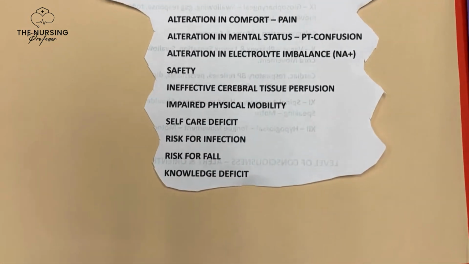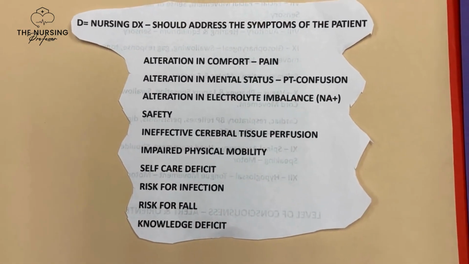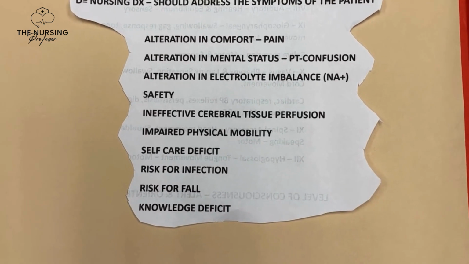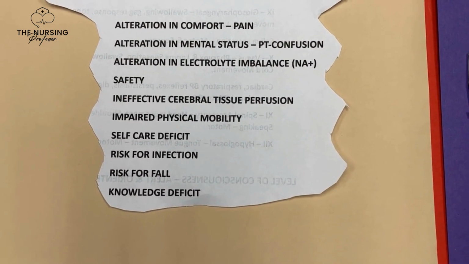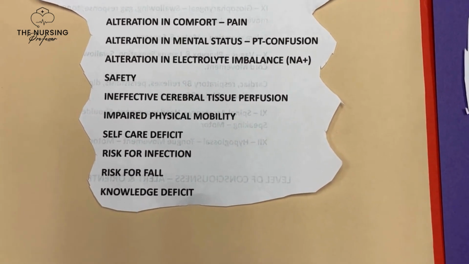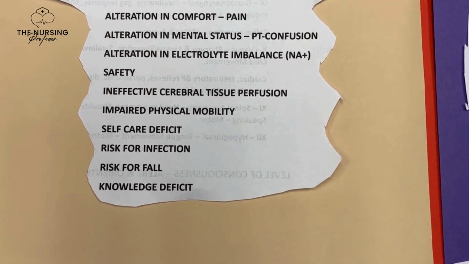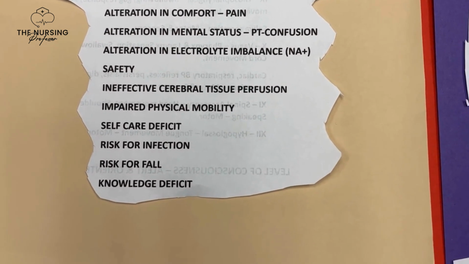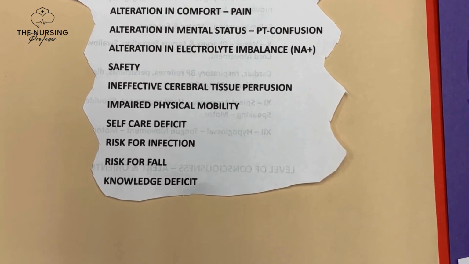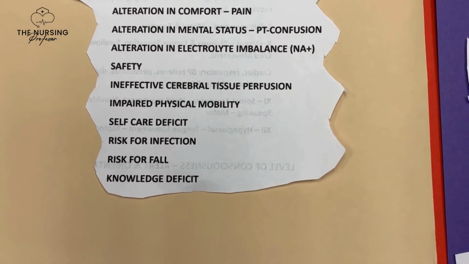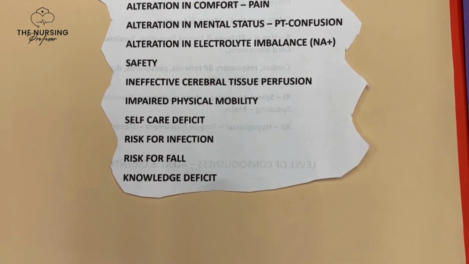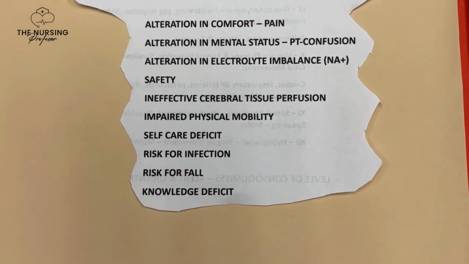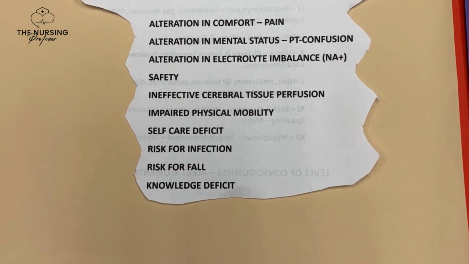All right, so next on our list is coming up with a nursing diagnosis, and this is based upon what we were able to assess. So it should address the symptoms of the patient. Some examples of nursing diagnoses can include alteration in comfort, like if a person has pain; alteration in mental status, if a person has some level of confusion; alteration in electrolytes, in particular sodium. Remember, a normal sodium level is between 135 and 145. Frequently when a person has an abnormal sodium, one of the symptoms you'll see is confusion.